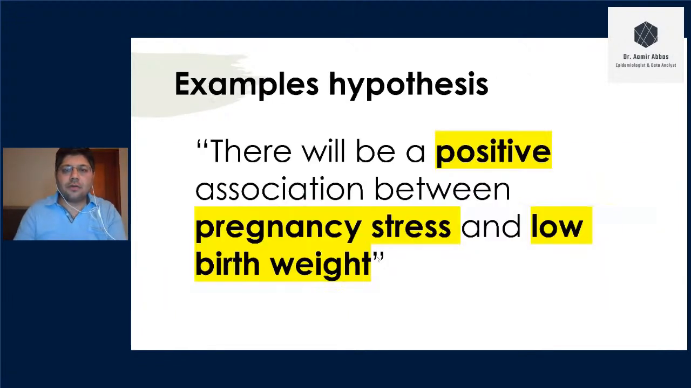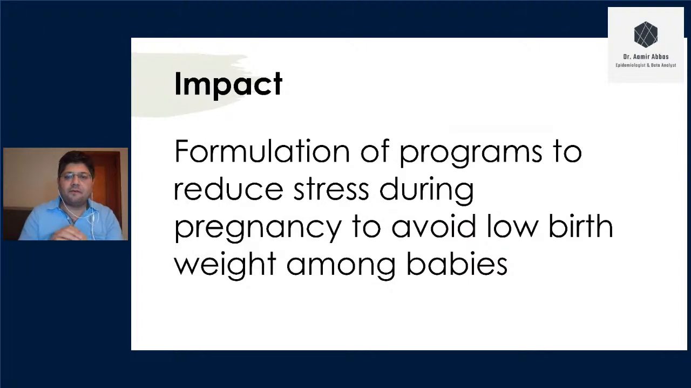And I'm going to talk about this subsequently as well. For example, there is a hypothesis that there will be a positive association between pregnancy stress and low birth weight. Let's assume this is my hypothesis. So what will happen if I'm able to prove the claim which was made in that hypothesis? The implication will be the formulation of programs to reduce stress during pregnancy to avoid low birth weight among babies. So that will be one of the public health interventions coming out from the proposed study.